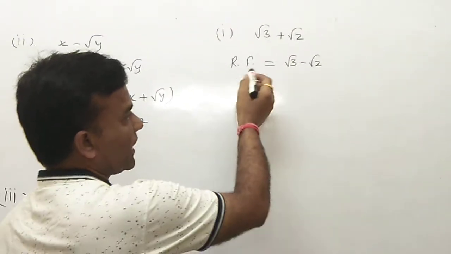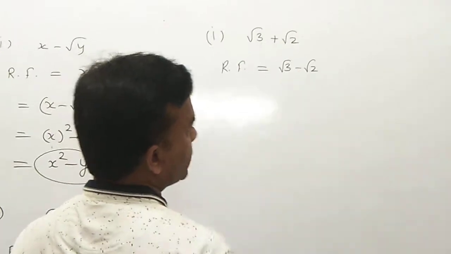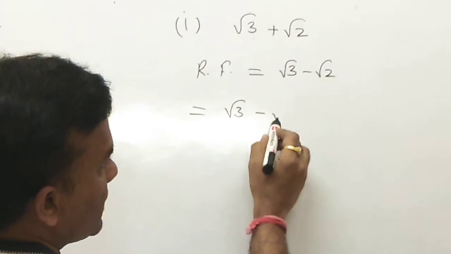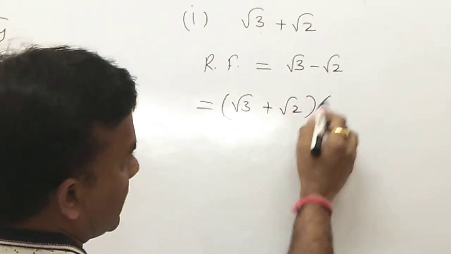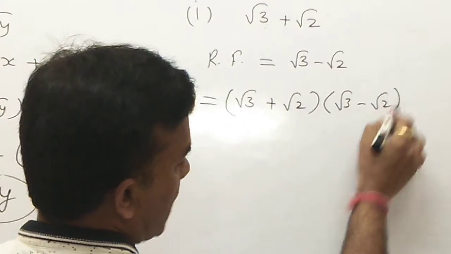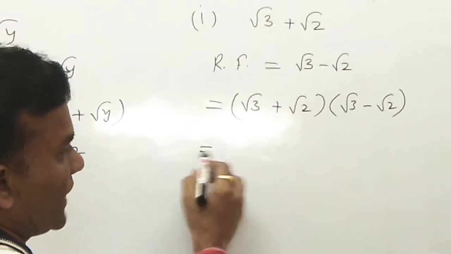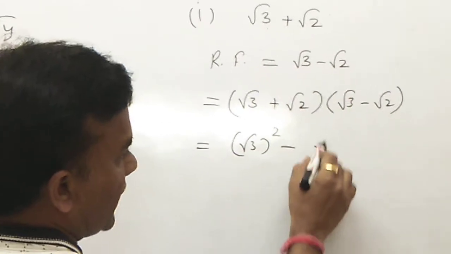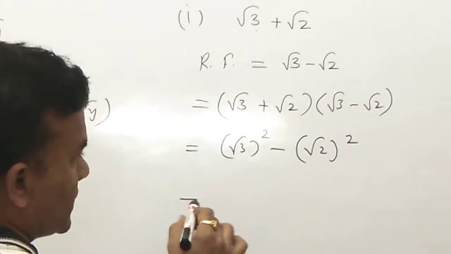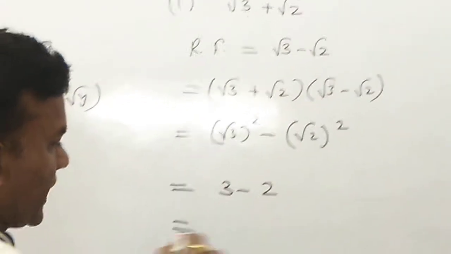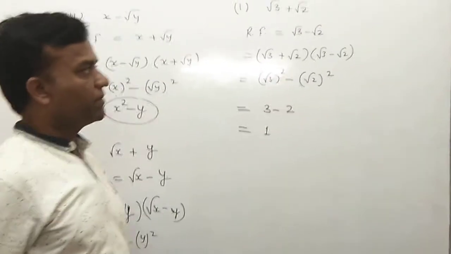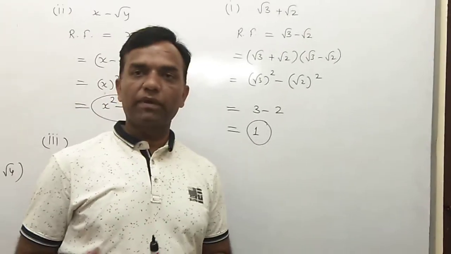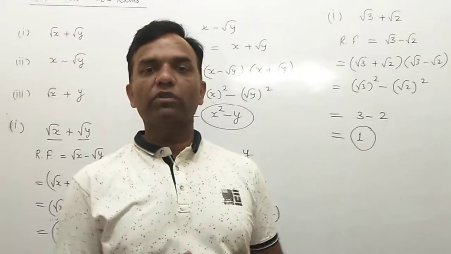Now here you multiply by the RF, rationalizing factor, so root 3 plus root 2 times root 3 minus root 2. Then we know the identity a plus b and a minus b, so we have root 3 square minus root 2 square. So 3 minus 2, and the answer is 1. After simplifying we again have a rational number, 1, because after using the concept of the rationalizing factor, our number converts into a rational.